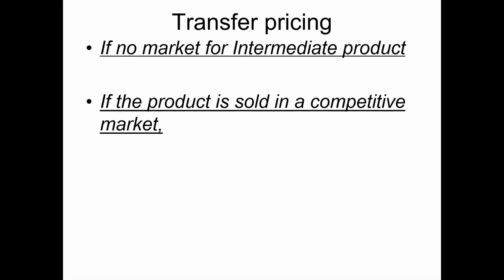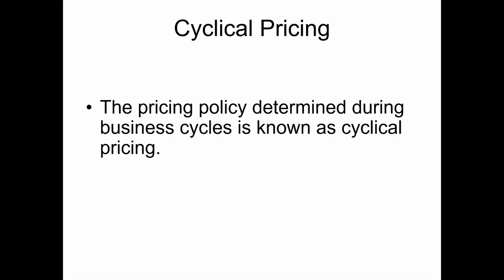So transfer pricing, if there is no market for the intermediate product, then how to set a price? Then the transfer price would be equal to variable cost when fixed cost is the same at all levels of marginal cost of production. And if the product is sold in the competitive market, then the transfer price would be the market price of the product. So this is how transfer pricing is determined.